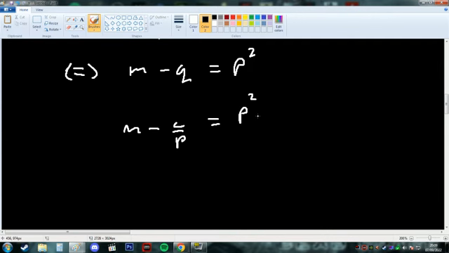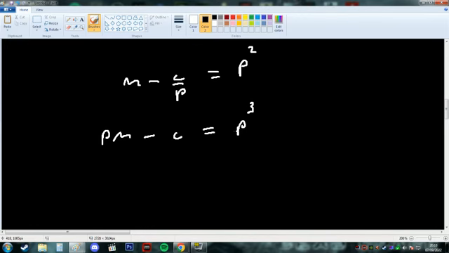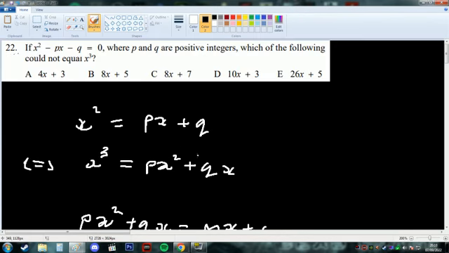And now we've actually got a depressed cubic, because we've got pm minus c equals p cubed. There's no p squared term, which defines a depressed cubic. And having to solve this particular equation with the cubic formula, you'd end up pretty depressed yourself. It's pretty nasty. Your masochist approach: you have to use trial and error. You just have to exhaust all the possibilities. Start with A.